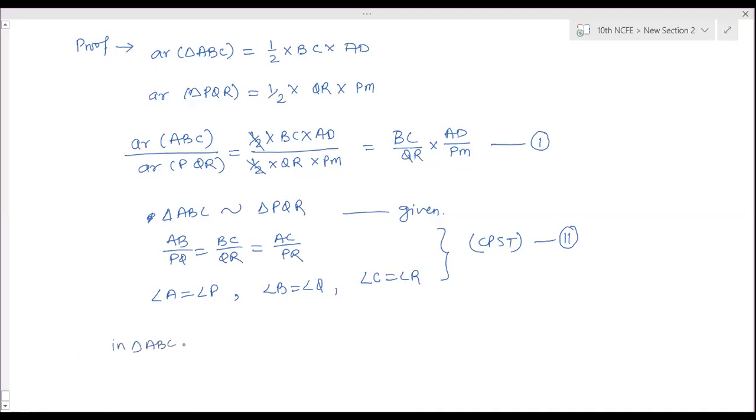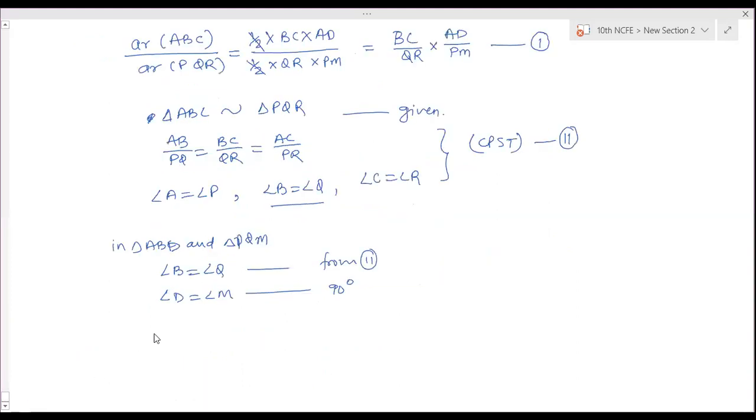In triangle ABD and triangle PQM, angle B is equal to angle Q from 2. In 2 we have already shown. And angle D is equal to angle M, that is 90 degrees. So therefore triangle ABD is similar to triangle PQM by AA similarity, and therefore AB by PQ is equal to AD by PM. This is by CPST. Make this equation 3.